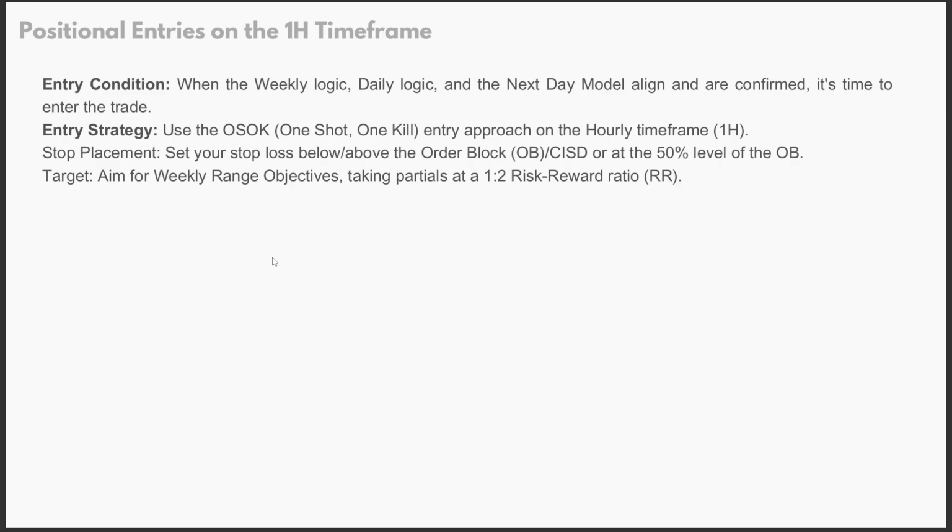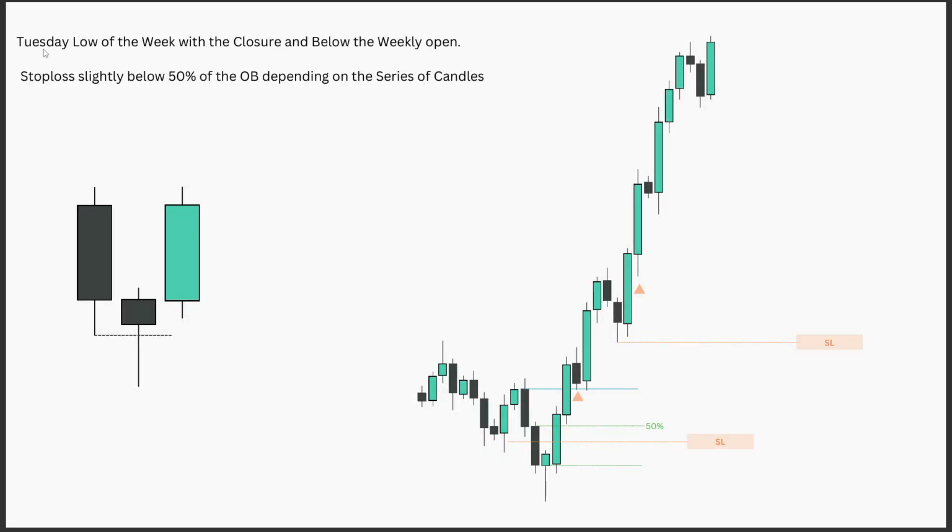Entry condition is when the weekly range logic is paired and the daily range logic is also paired with it, and the candle 2 closure or the next day model is aligned. We will use the 1 hour time frame for the one shot one kill entry. So this would be the example.